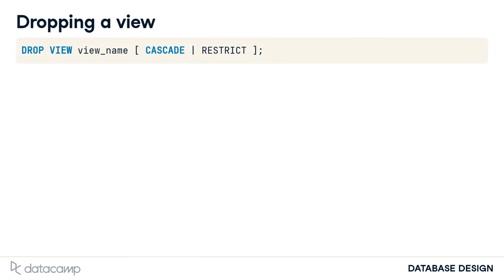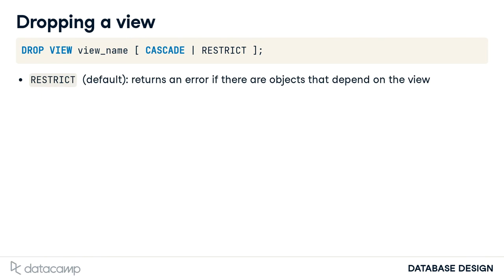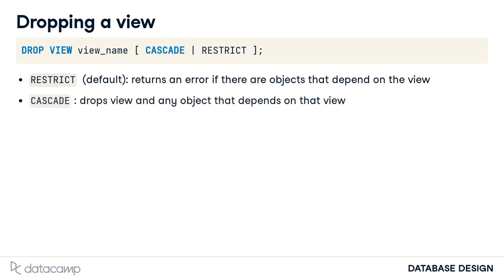Dropping a view is straightforward with the drop command. There are two useful parameters to know about, cascade and restrict. Sometimes there are SQL objects that depend on views. For example, it's not unusual for views to build off of each other in larger databases. The restrict parameter is the default and returns an error when you try to drop a view that other objects depend on. The cascade parameter will drop the view and any objects that depend on the view.